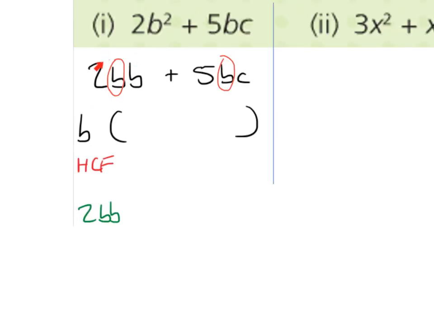Next I'm going to write down the first term, which is 2bb. I'm going to keep it expanded, that's going to help me. And I'm going to divide that by the HCF, which is b. So I can cancel out a b on the top and a b on the bottom. Those b's are cancelling each other out. b divided by b is 1, so technically you'd be multiplying by 1. That's how we're able to cancel out those b's. And what's left on the top is a 2 and another b, which we stick together. So 2bb or 2b squared divided by b is 2b.